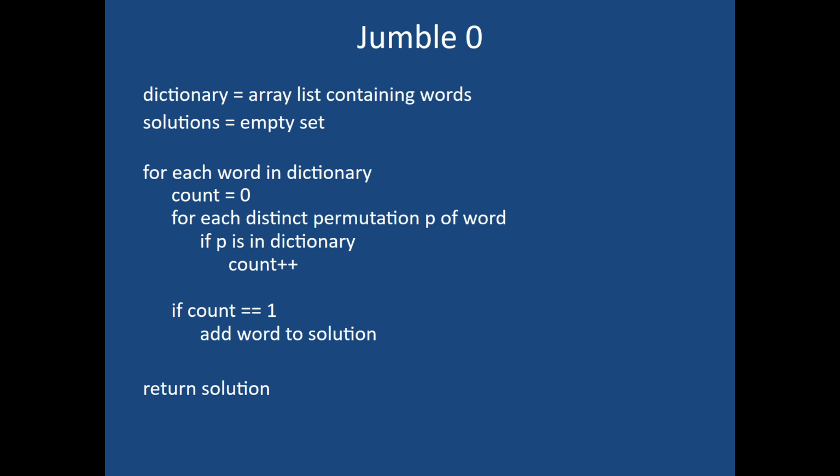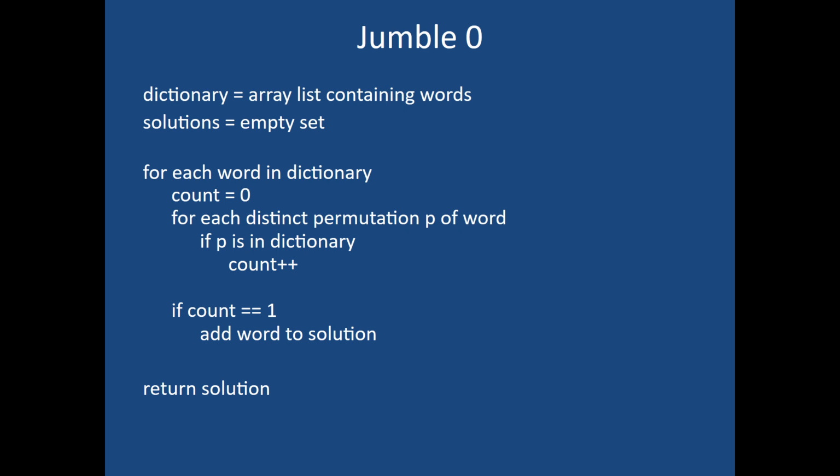K increases by 1. So before it increases, for each distinct permutation, how many times does that inner loop run? K factorial times. How many times will it run when there's K plus 1 letters in a word? K plus 1 factorial. What factor of increase is that? If you divide K plus 1 factorial by K factorial, what do you get? K plus 1. So the running time goes up by at least a factor of K plus 1.